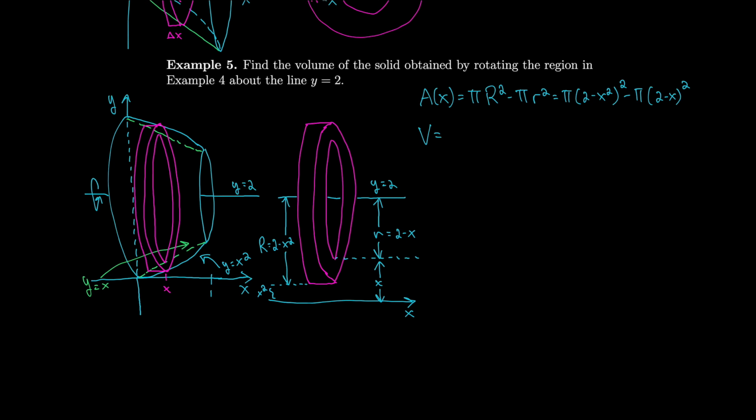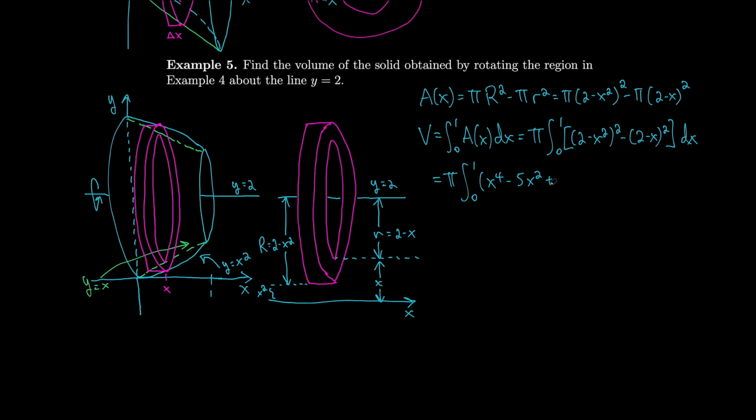So our volume is the integral from 0 to 1 of A of x dx, which is pi times the integral from 0 to 1 of (2 minus x squared) squared minus (2 minus x) squared dx, which is pi times the integral of x to the fourth minus 5x squared plus 4x after you expand and simplify a little bit.